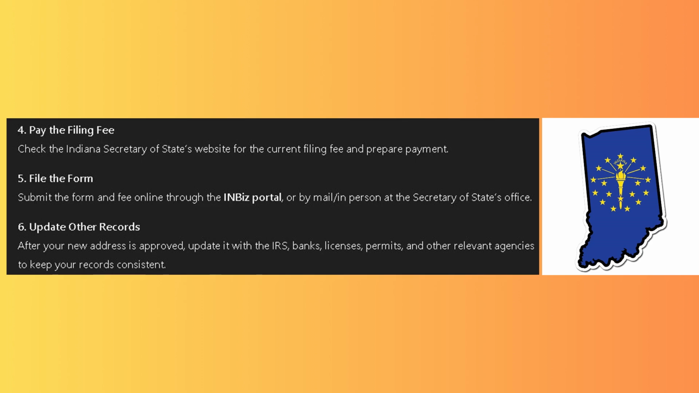Update other records. After your new address is approved, update it with other parties such as the IRS, the bank, any permits or licenses you have, or any other relevant businesses that you communicate with.